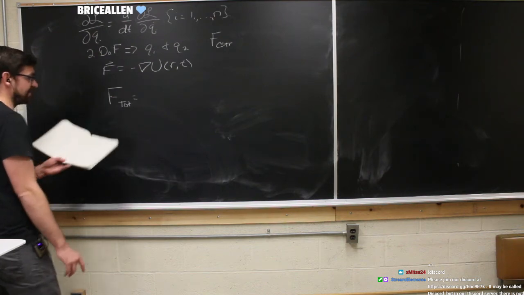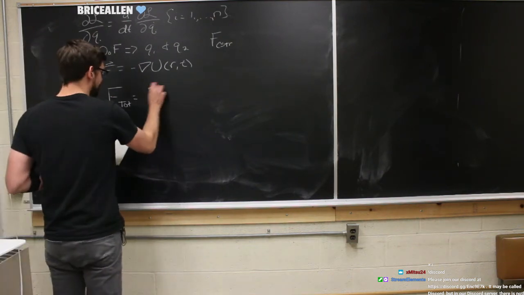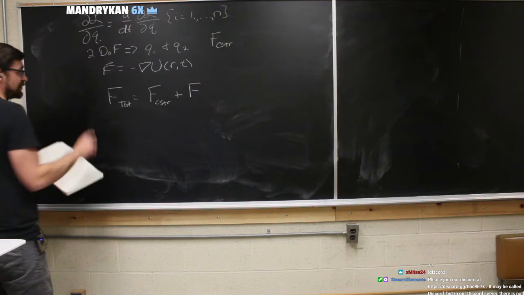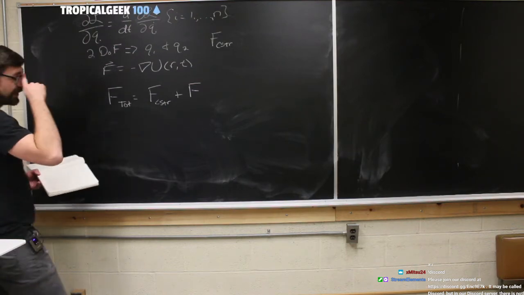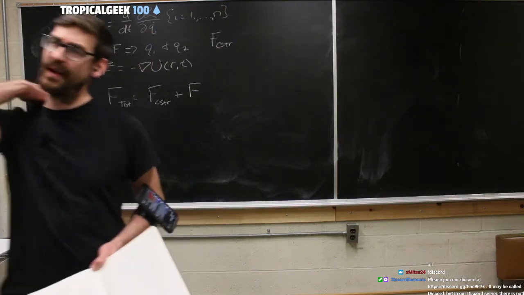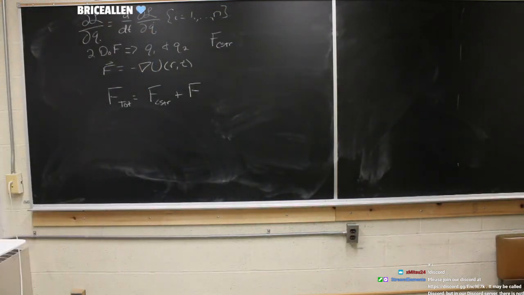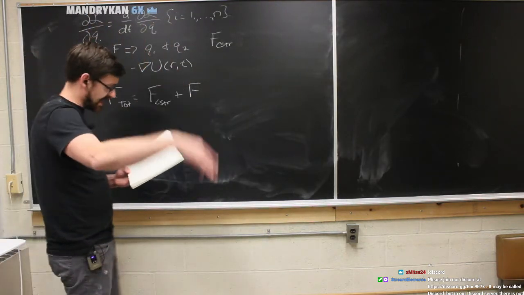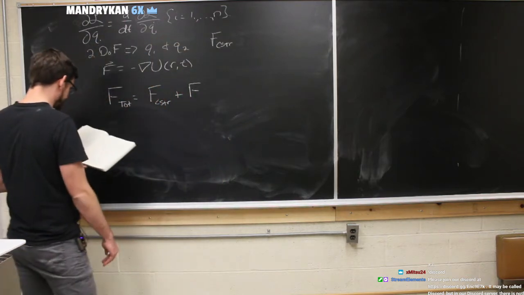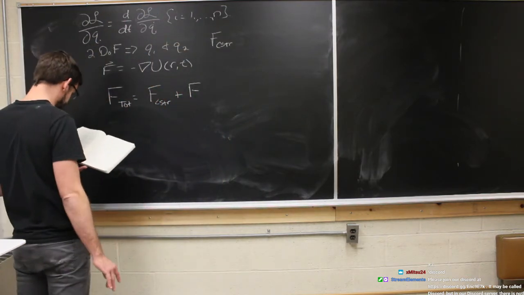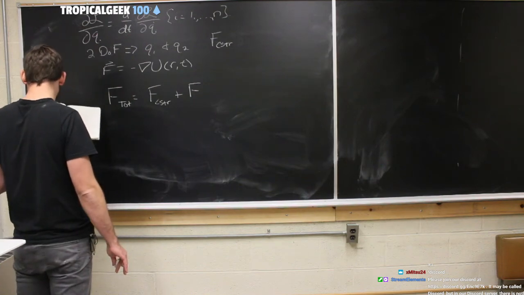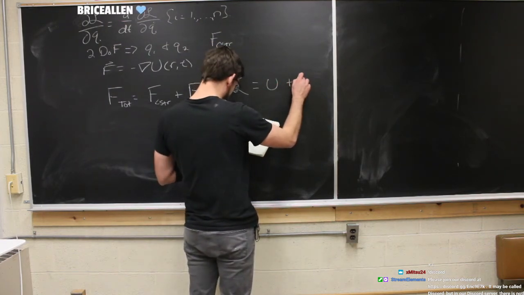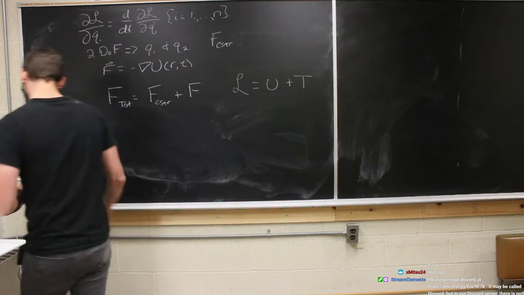So now we have the total force, and that's going to be equal to the forces of the constraint, like the normal force or whatnot, plus the external forces, gravity. You can consider other forces, a push, something electromagnetic, whatever's pushing it across the table. And then, of course, we're going to be sticking with our normal Lagrange equation of u plus t. I don't know why I wrote it like that instead of t plus u. It should be the same thing.